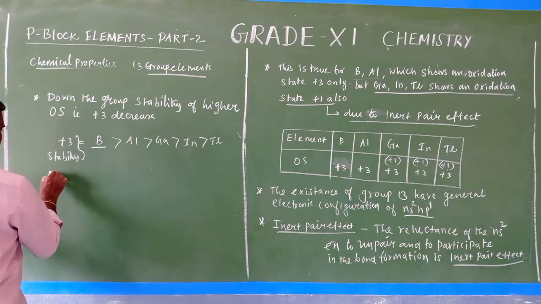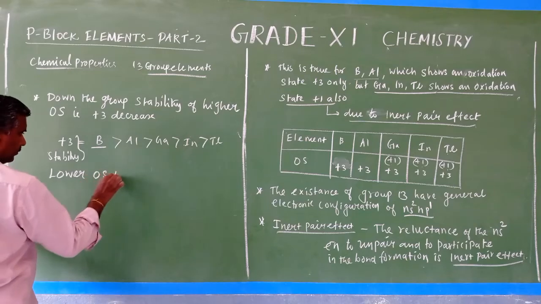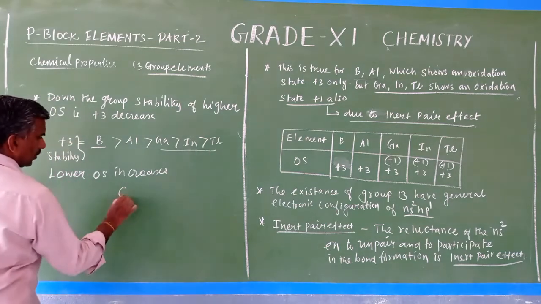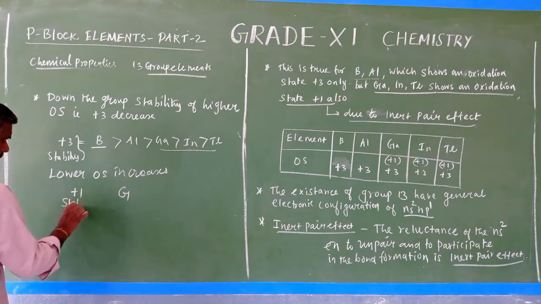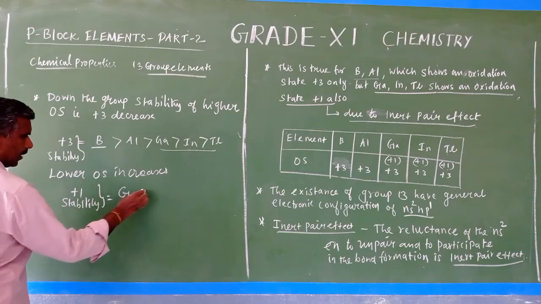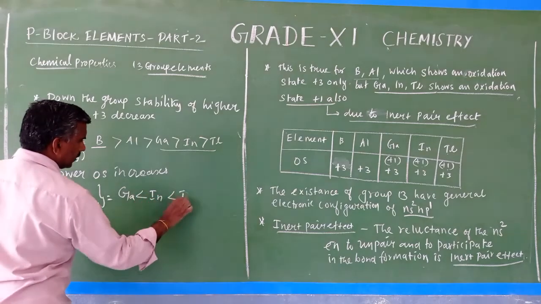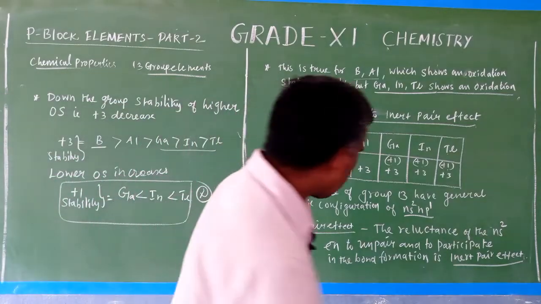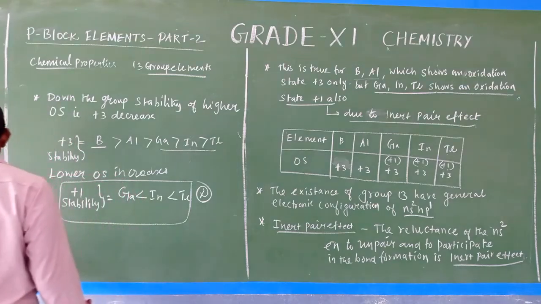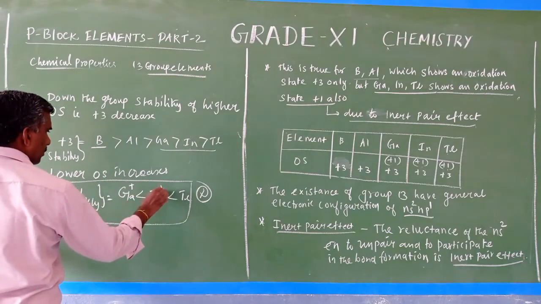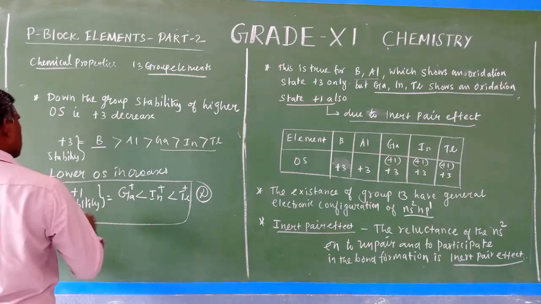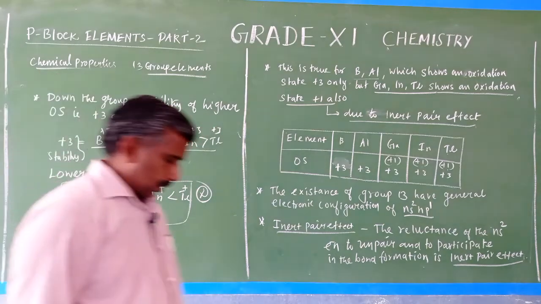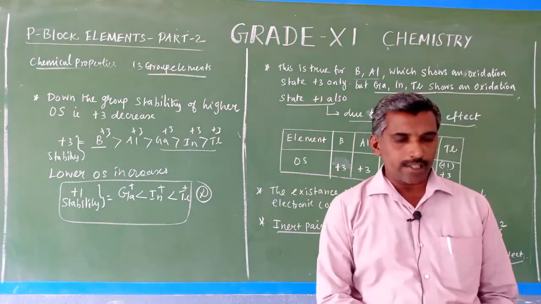While the lower oxidation state increases down the group. The lower oxidation state means gallium, indium, thallium, that is plus 1 stability. Gallium less than indium, less than thallium. This is very important. These are plus 1, and these are plus 3. Okay, this is the oxidation state, over.